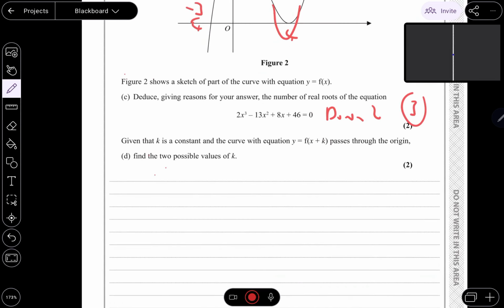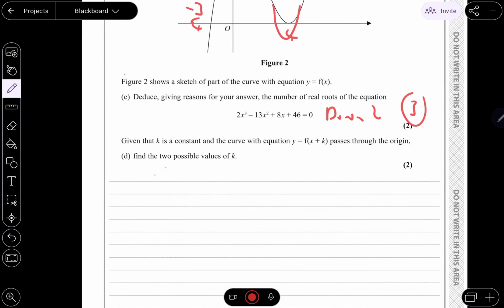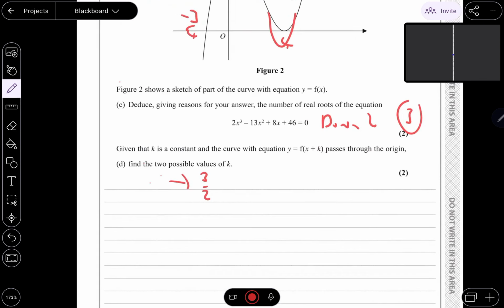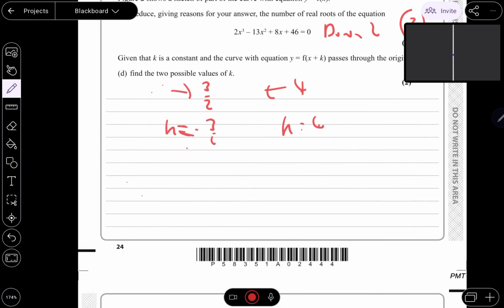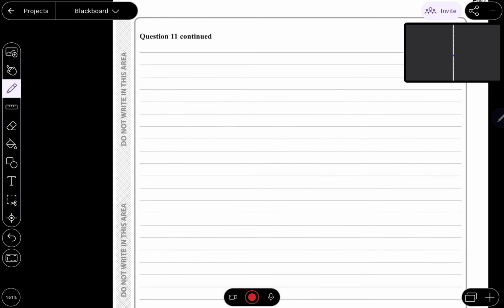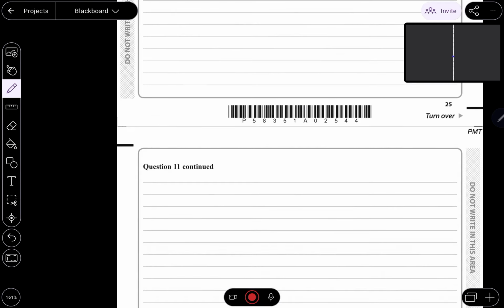Good. Given k as a thing passes through the origin, so we can either move it left 3 over 2, or we can move it right 4. So either k is 4 to move it right 4, or k is minus 3 over 2. And I think either one of those will work. Good. That's that question done.